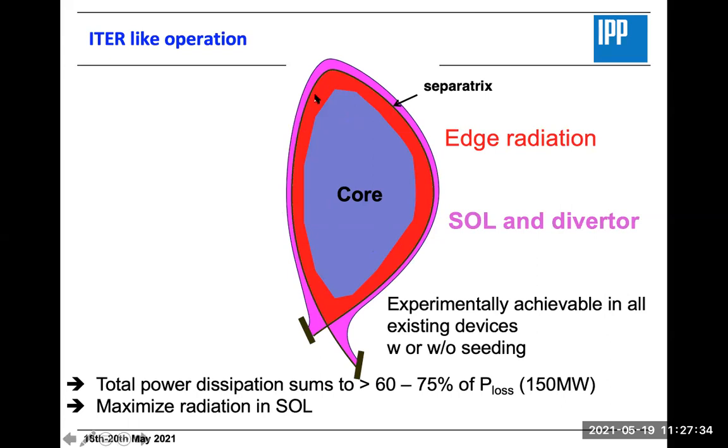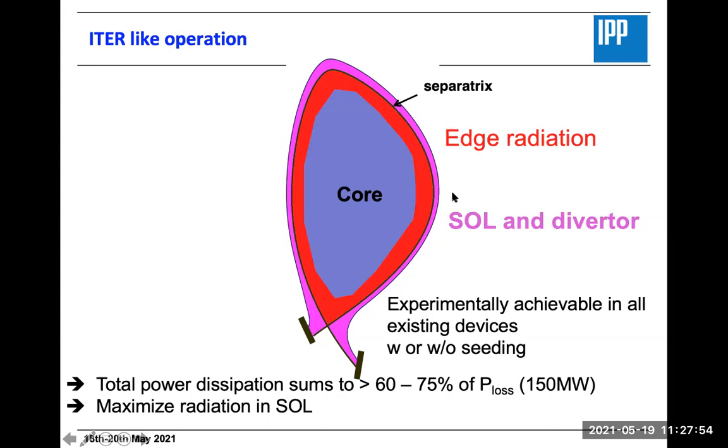Then we have a region, let's call it the edge region. So it's the edge of the core, the boundary of the core. Then you have this black line, that's the separatrix, and you have this magenta area, that's the scrape-off layer and the divertor.